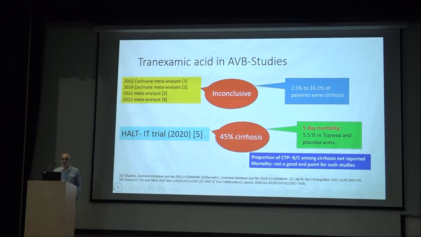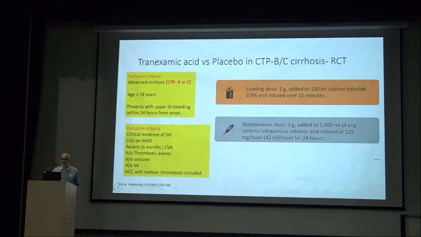In this, 45% had cirrhosis, and 5-day mortality was 5.5% in the tranexamic acid and placebo groups. CTP B and C among cirrhosis were not reported, and mortality may not be a good endpoint for patients with bleeding cirrhosis, because if they rebleed, they can be tackled by salvage techniques, interventional radiology or other techniques, and salvaged. So this was the study that was done from ILBS.